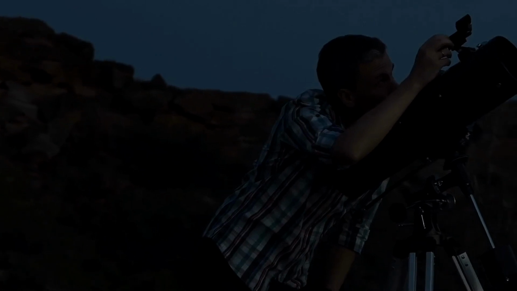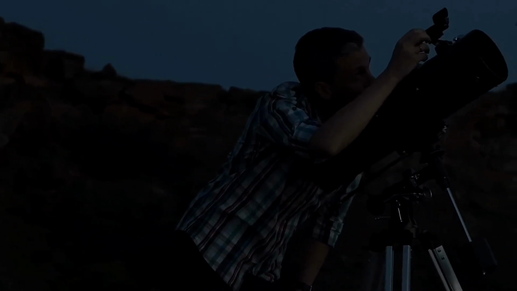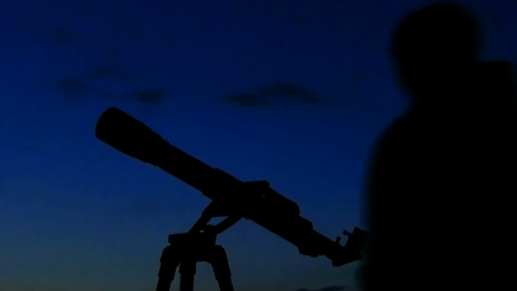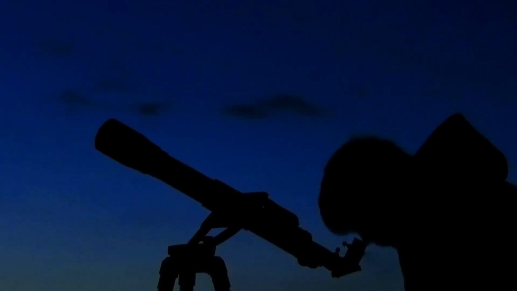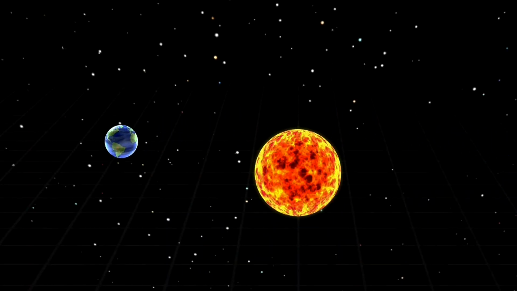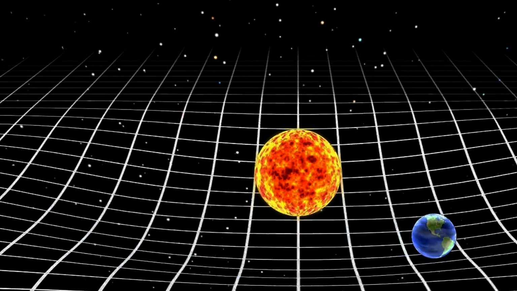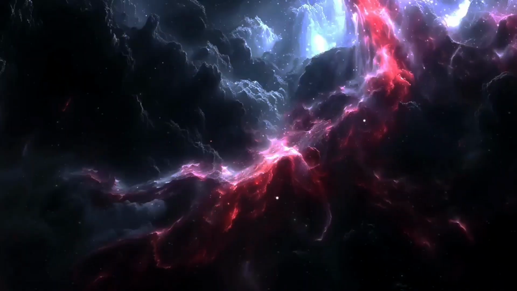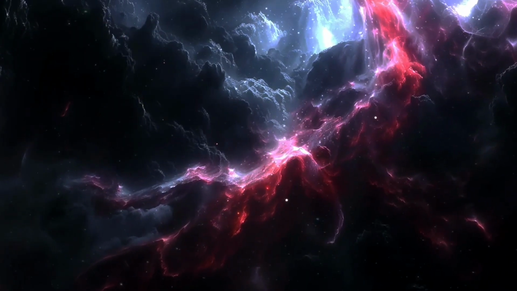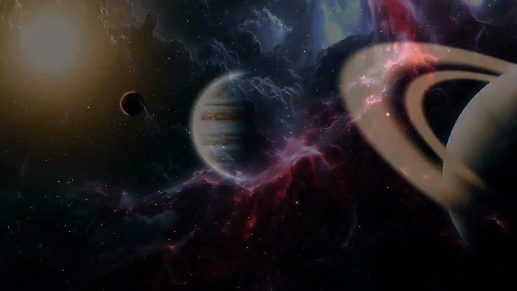Proof in the pudding: evidence and observation. Copernicus's model was based on observation and mathematical reasoning. He carefully studied the positions of the planets over time, using this data to support his heliocentric theory. However, Copernicus lacked the tools to definitively prove his model. He didn't have telescopes or other advanced instruments, so he had to rely on naked eye observations and mathematical calculations.